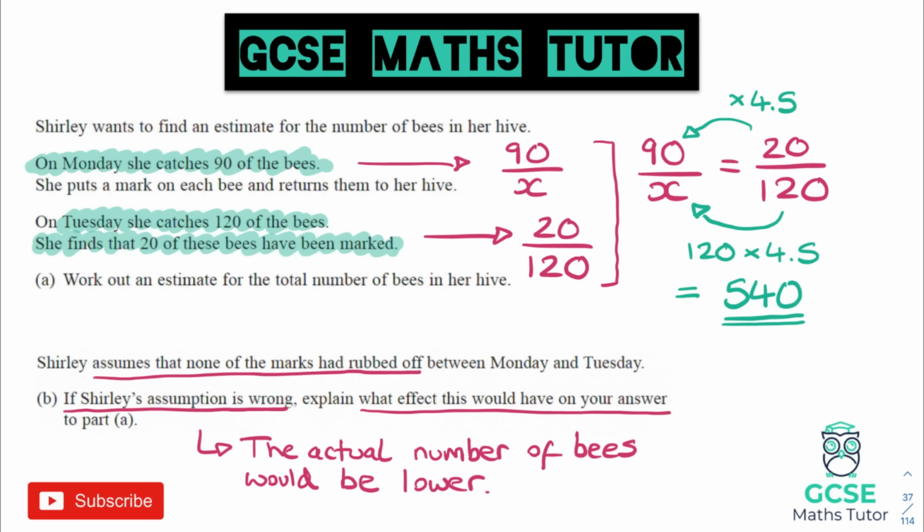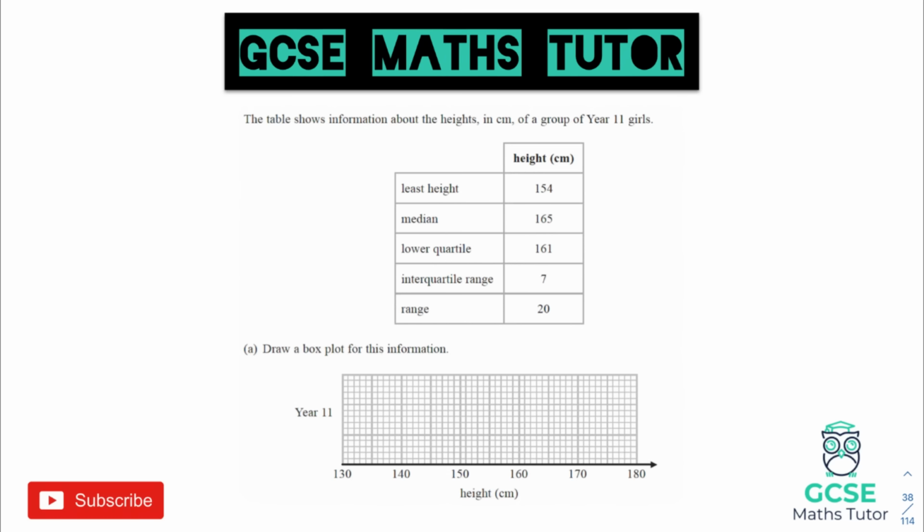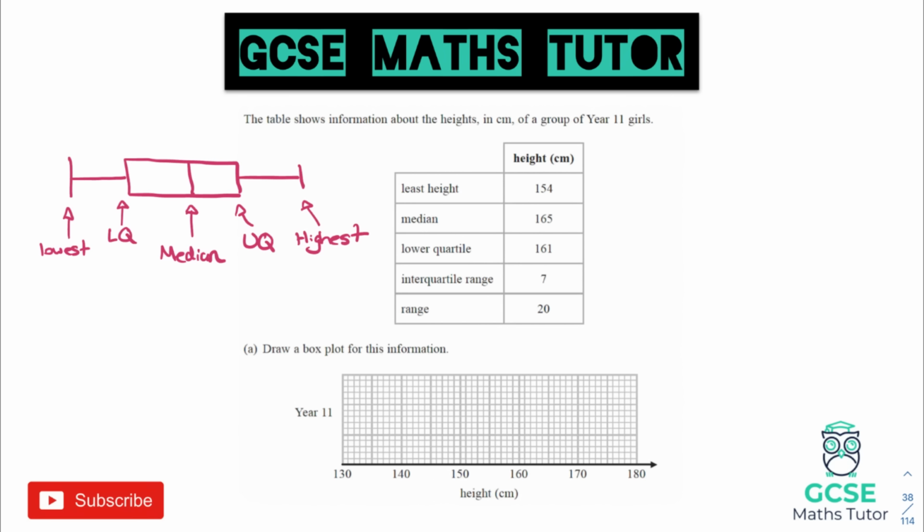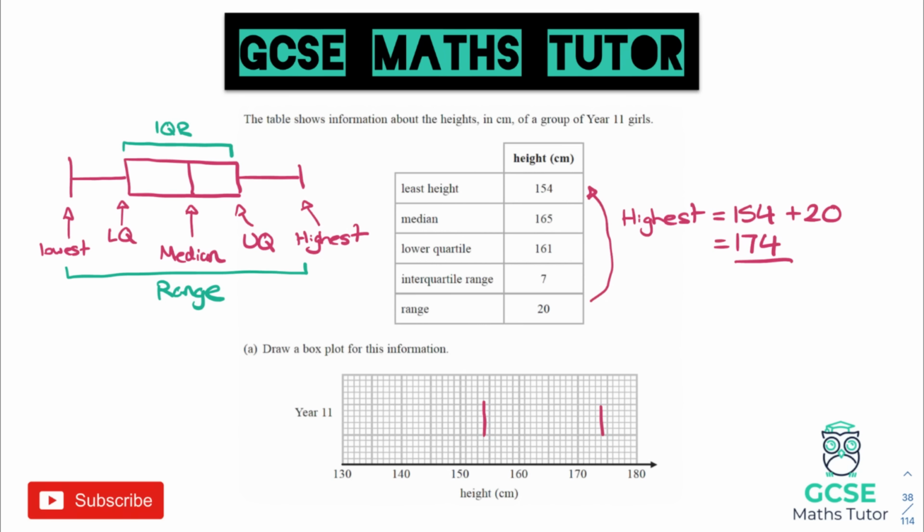If you have to draw a box plot, just need to remember exactly what a box plot looks like. So it's going to look something like this. So go through any numbers or a table and figure out where those numbers are. So for this one, we are given a few of the values like the least, median, lower quartile, interquartile range, and the range. So if we put them in, the range will help us get from the least to the highest.